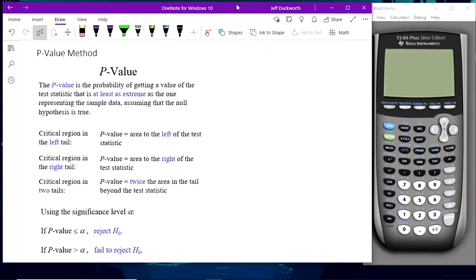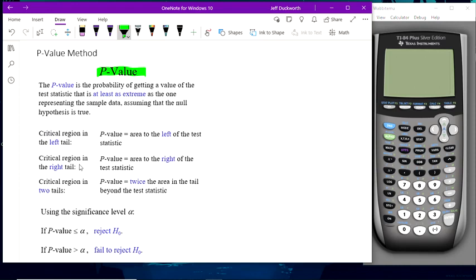And I'm going to talk about a different method for doing test hypothesis. It is known as the p-value method. So p-value is a probability of getting a value of the test statistic that is at least as extreme as the one representing the sample data. So we're assuming the null hypothesis to be true when this occurs.